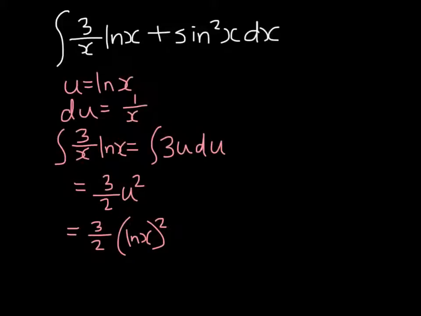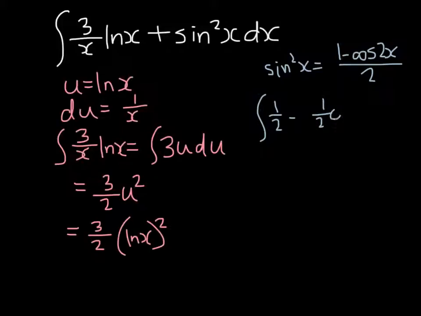And for the sine squared portion of our integral, we can use a trigonometric identity. Replace sine x squared with 1 minus cosine 2x over 2. And so now we have the integral of 1/2 minus 1/2 cosine 2x dx, which becomes 1/2 x minus 1/4 sine 2x.